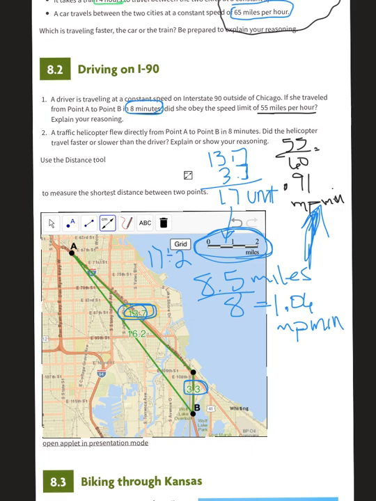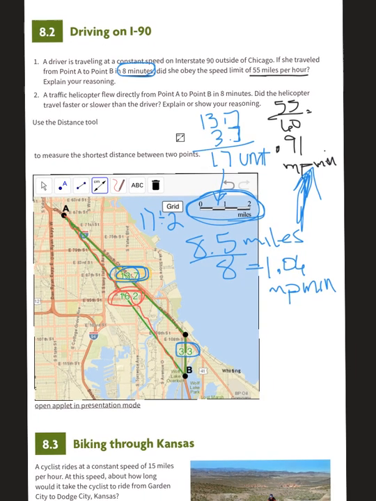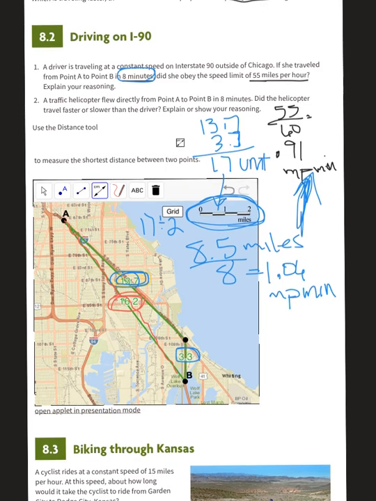Okay? Number 2, a traffic helicopter flew directly from point A to point B in 8 minutes. Did the helicopter travel faster or slower? So this path right here, this red squiggly line that I'm drawing, is the path the helicopter took. If you look here, it's 16.2 units. So once again, we are going to go 16.2 divided by 2. She went 8.1 miles.